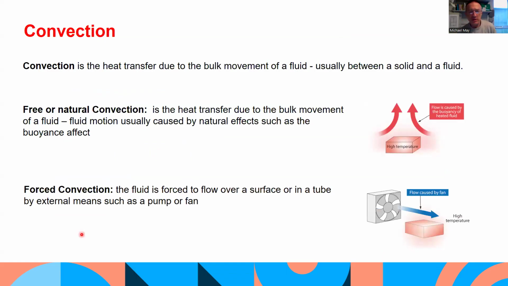So moving on to convection. Convection is heat transfer due to the bulk movement of a fluid, usually between a solid and a fluid. So free or natural convection is heat transfer due to the bulk movement of a fluid. Fluid motion usually caused by natural effects, such as the buoyancy effect. And in forced convection, the fluid is forced to flow over the surface or in a tube by external means, such as a pump or a fan.